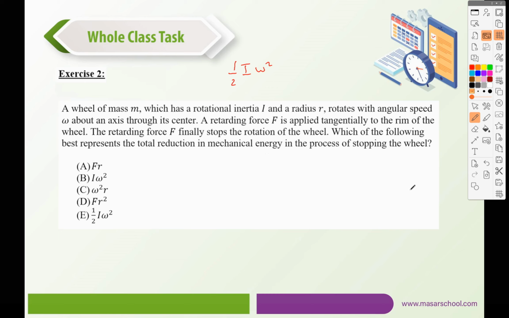Now, what is the mechanical energy? Mechanical energy is kinetic plus gravitational potential plus elastic potential. We don't have elastic because there are no springs. Gravitational, because we assume that the motion is symmetrical, you can ignore it. So it's only kinetic. Kinetic might be rotational or translational. They didn't mention anything about the translational. So the total reduction in mechanical energy from half I omega square to 0 would be E.